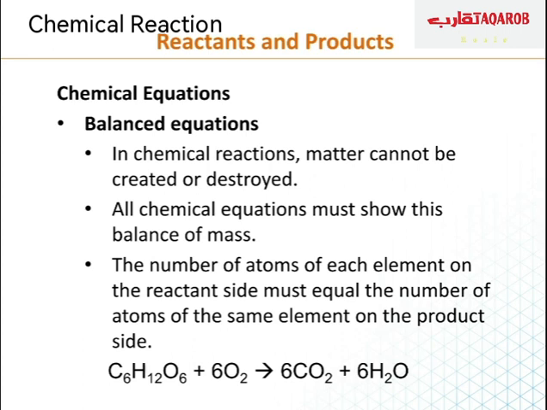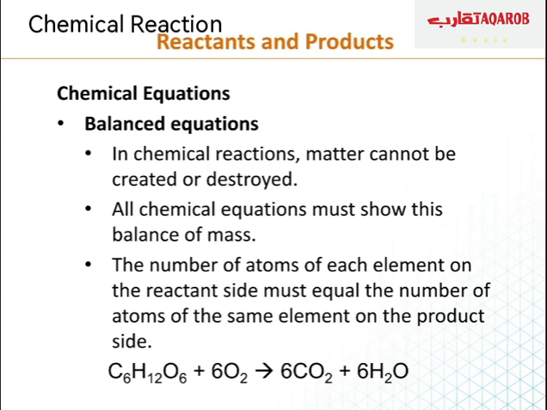Let's compare the number of carbon at each side. On the reactant side, you will find 6 carbon atoms, while in the product side, you will find also 6. So, this is a balanced equation for the carbon. Let's check for the hydrogen. On the reactant side, it's 12. And on the product side, you will find 6 multiplied by 2, that's equal to 12 hydrogen. So it's balanced here also.